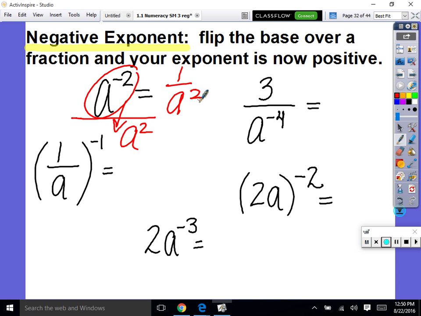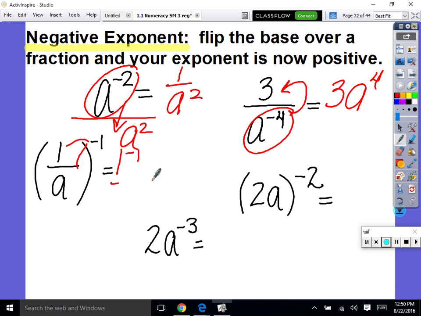Okay, looking at this one, we have 3 over a to the negative 4th. This answer would not be an acceptable final answer. We flip the base with the negative exponent over a fraction. So we have a 3 on top and a to the positive 4. Does everybody understand?